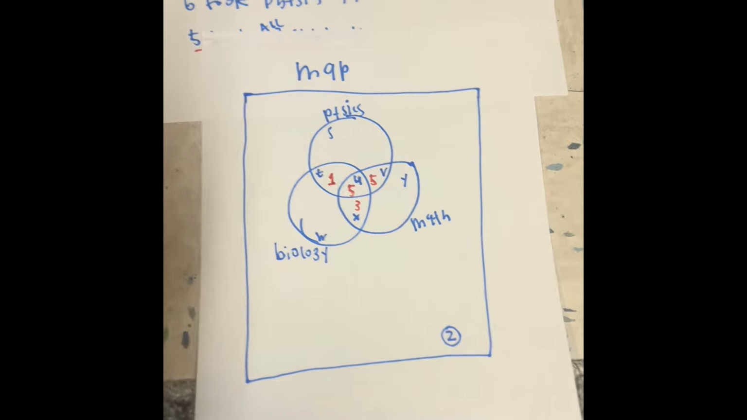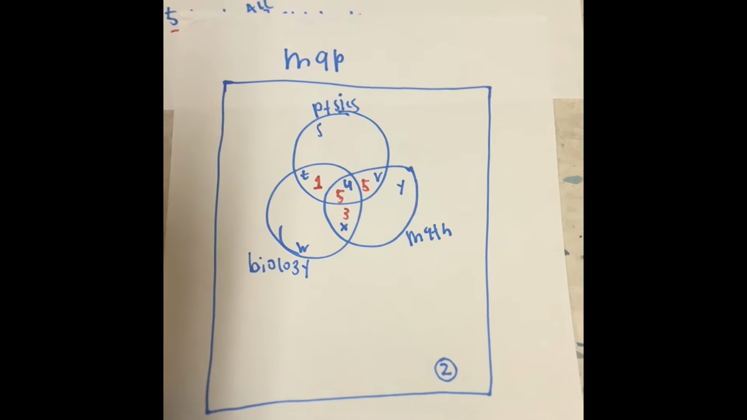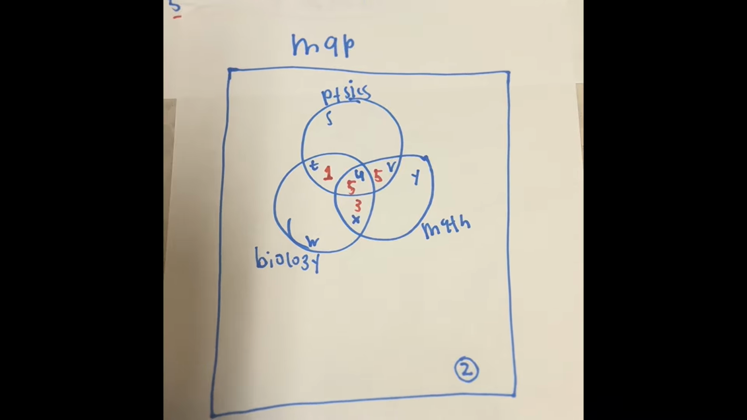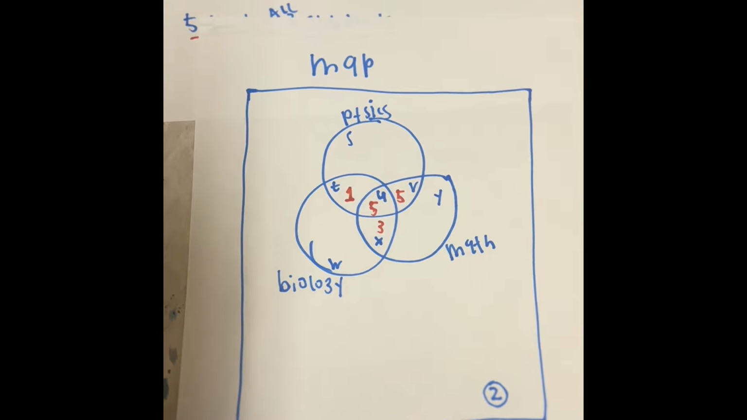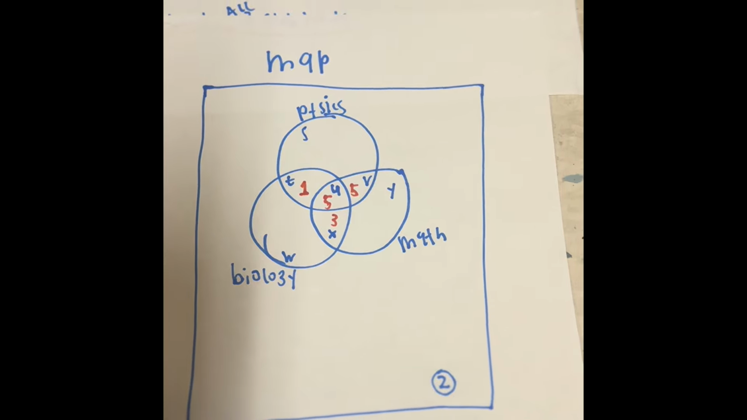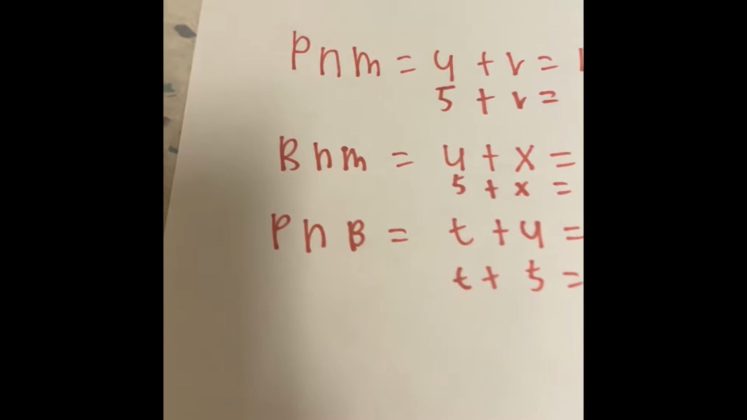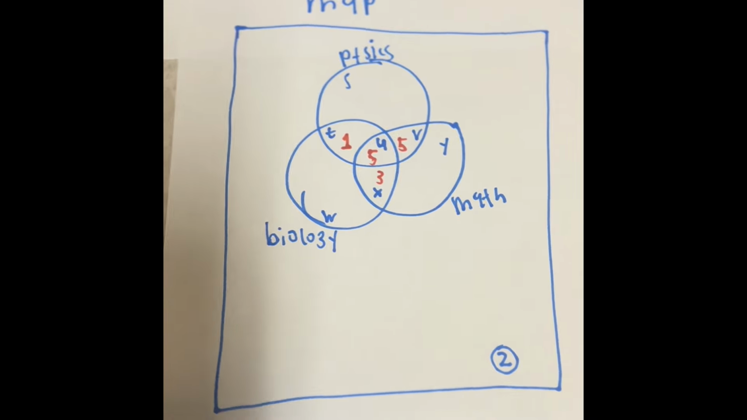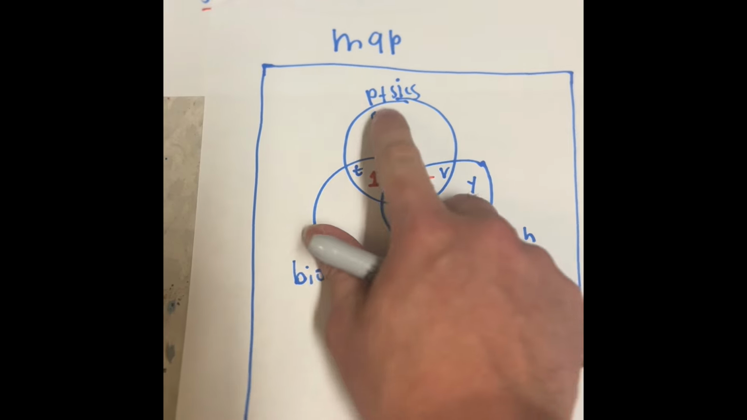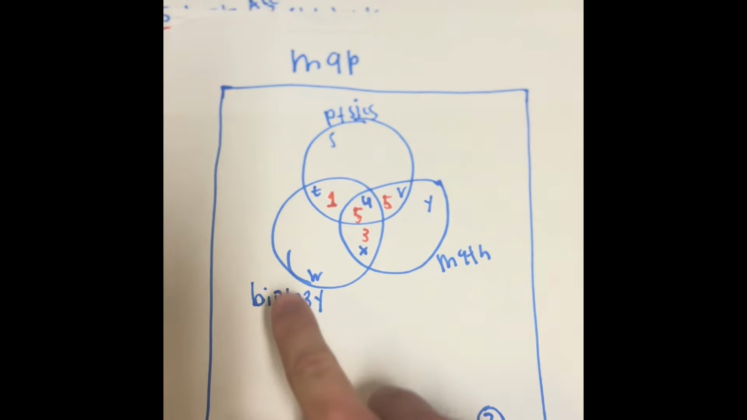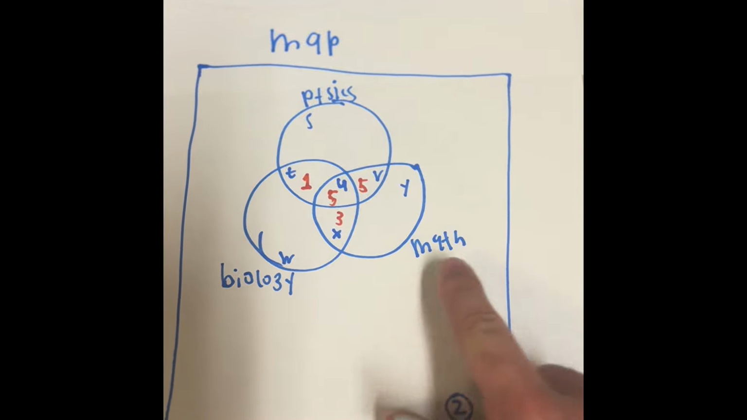So we are now half done with the entire problem, because we have figured out, of the 5 people that took all subjects, how many individuals took a combination of just 2 classes. Now all we need to do is mathematically understand how many only took physics, how many only took biology, and how many only took mathematics.